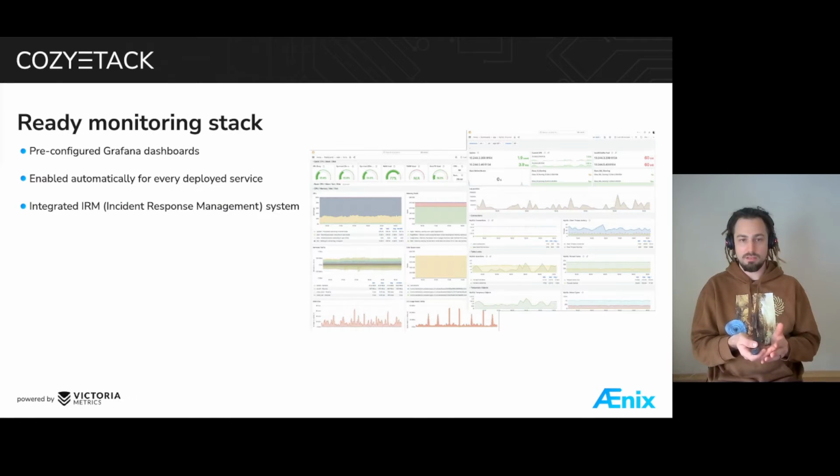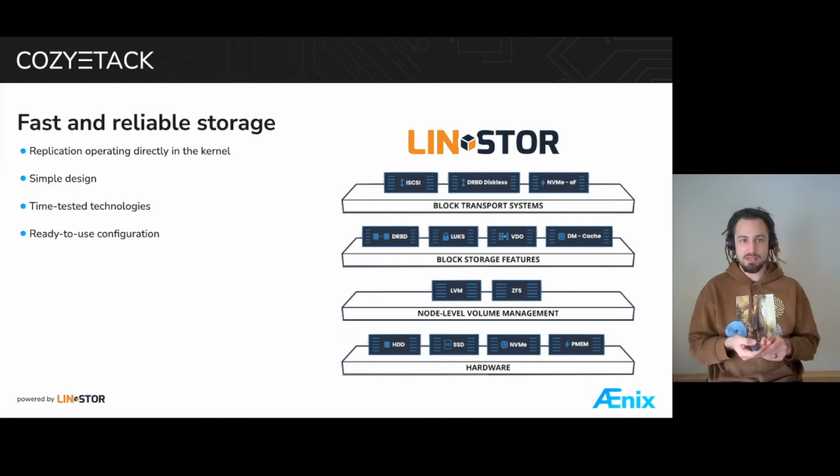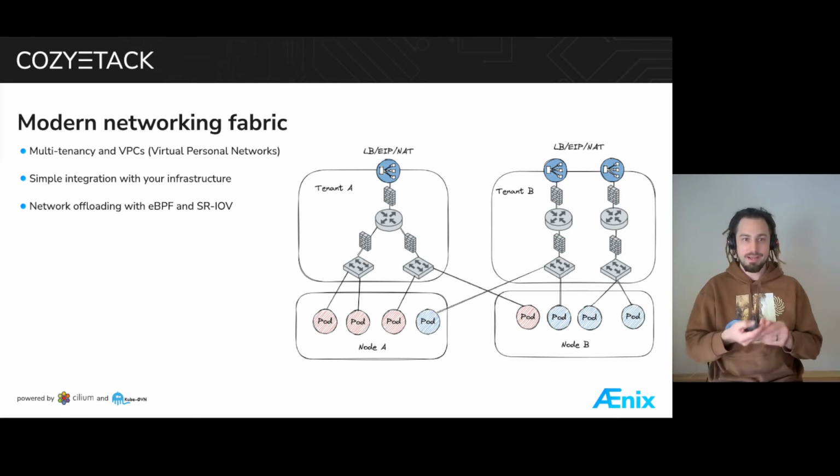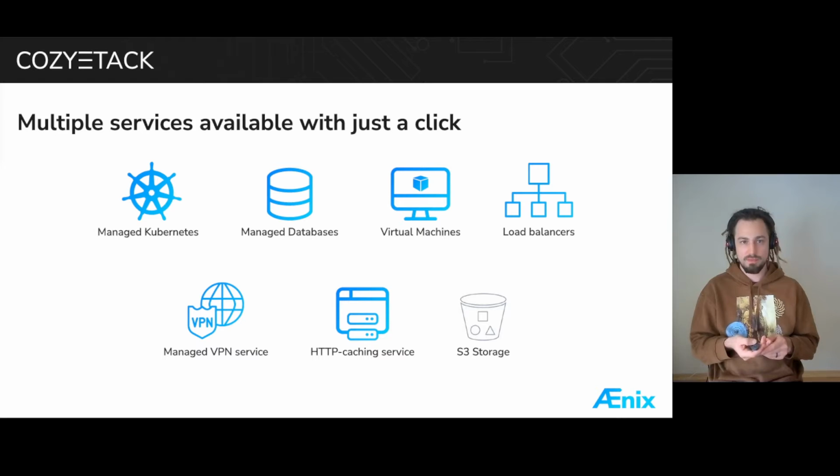This cluster includes a ready-to-use monitoring stack with pre-configured Grafana dashboards and alerts. It includes fast and reliable storage based on time-tested technologies like LVM and ZFS, and uses the fastest DRBD for replication. It includes a modern network fabric based on OVN and allows you to make multi-tenant networking just in Kubernetes.